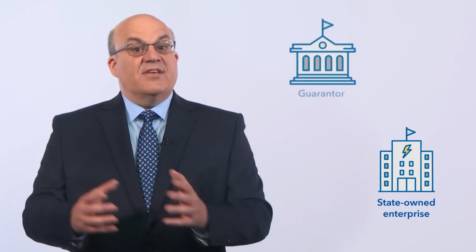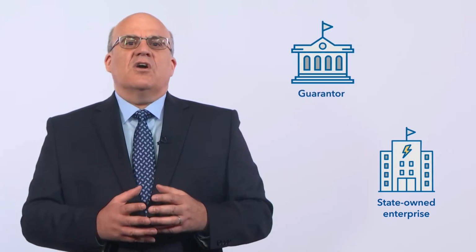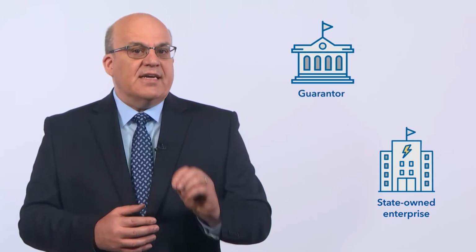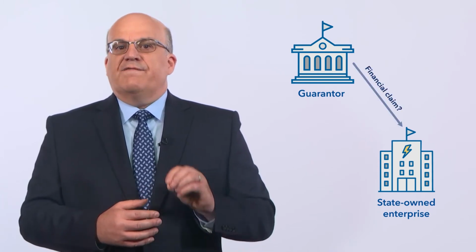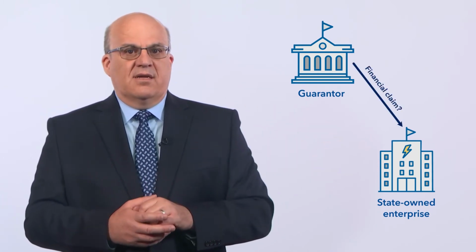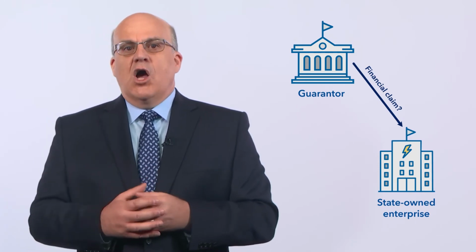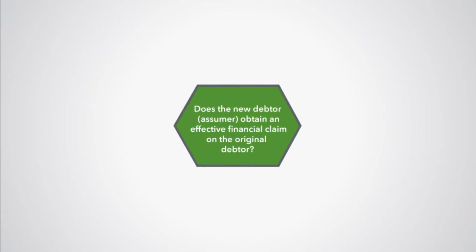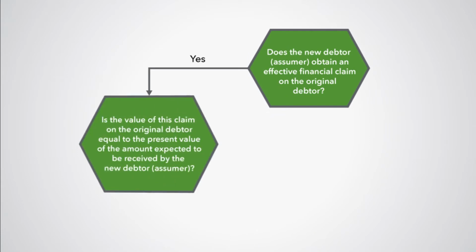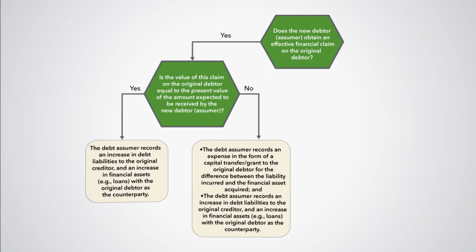same. What happens between the state-owned enterprise and the central government depends on whether the government has an effective financial claim in the form of either a debt instrument, such as a loan, or a non-debt instrument, such as equity, on the state-owned enterprise. If the answer is yes, then the central government records an increase in its financial assets, such as loans. The counterpart entry is a decrease in its financial assets in the form of currency and deposits.